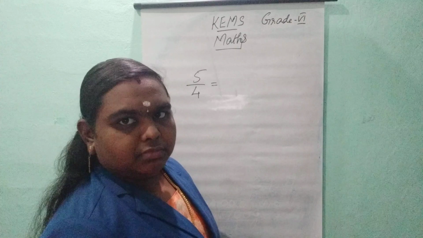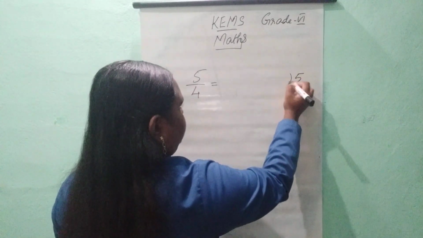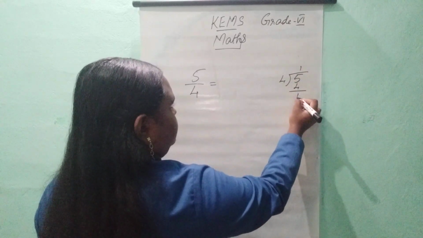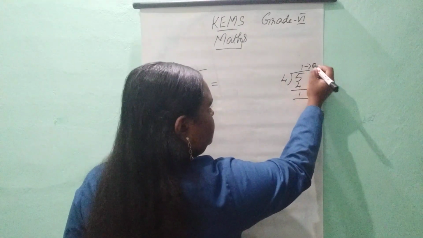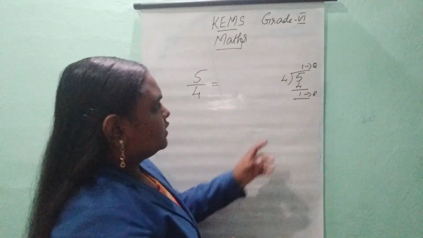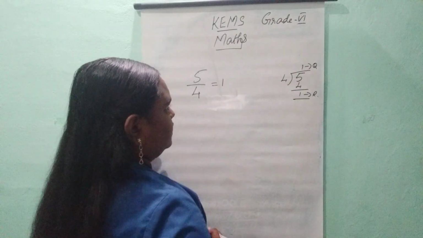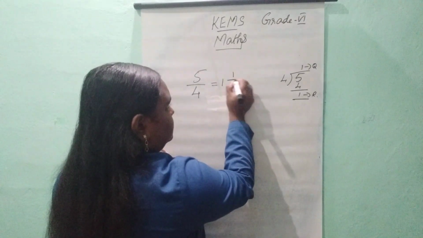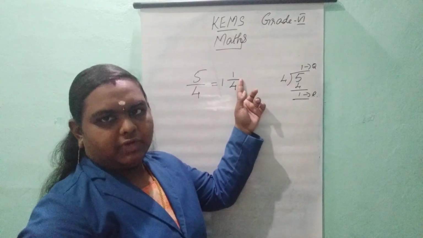So I have to divide the number 5 by 4. 1 4 is 4, so the remaining is 1. This is the quotient and this is the remainder. First I have to write the quotient 1, then I have to write the remainder, then the divisor.